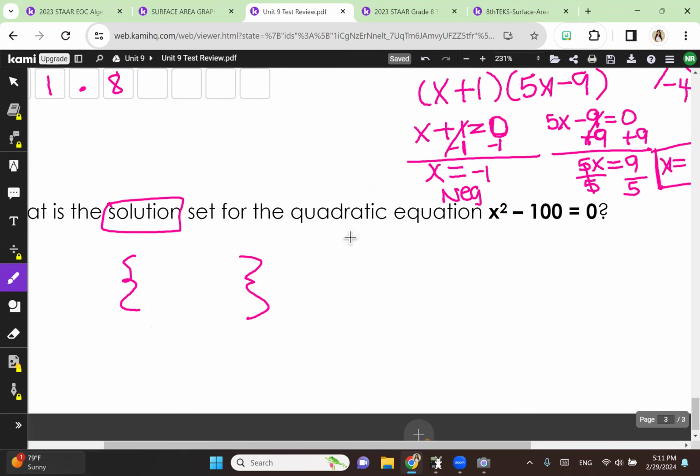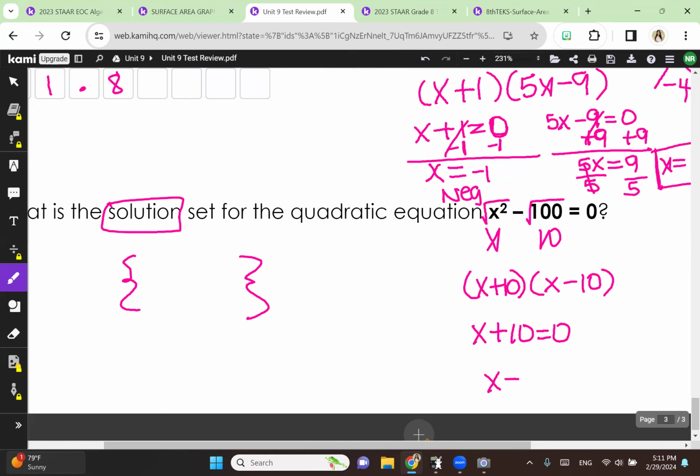But this is difference of squares because you have 2 terms with a minus sign in the middle. The square root of 100 is 10. So in your binomial, you get x plus 10 and you get x minus 10. Remember, 1 is plus, 1 is minus. Your answers end up being, once you solve, x plus 10 equals 0, x is equal to -10. If you solve x minus 10 equals 0, you get x equals +10. So in your brackets, in your answer choice, you're going to see -10, 10, or vice versa. It can be 10, -10.